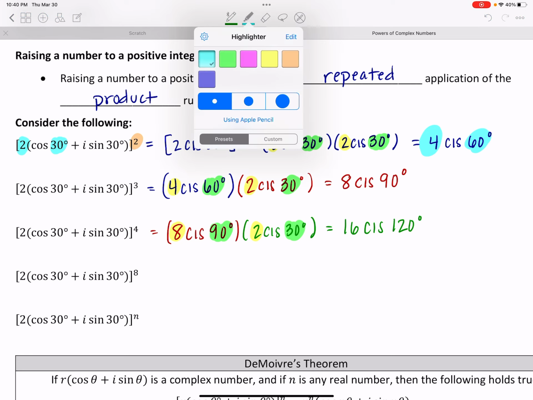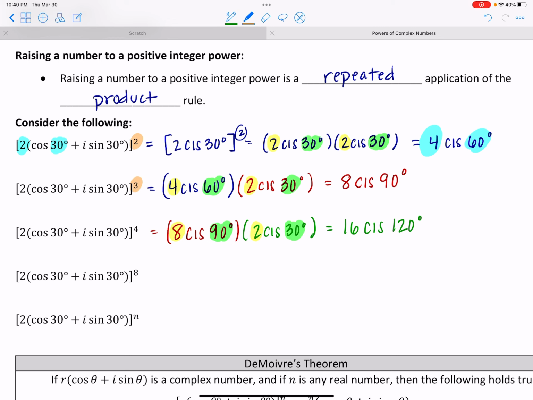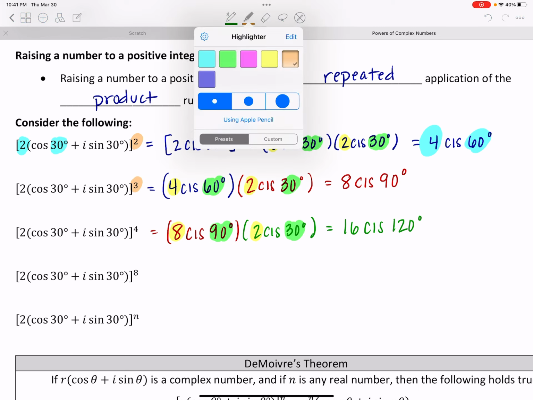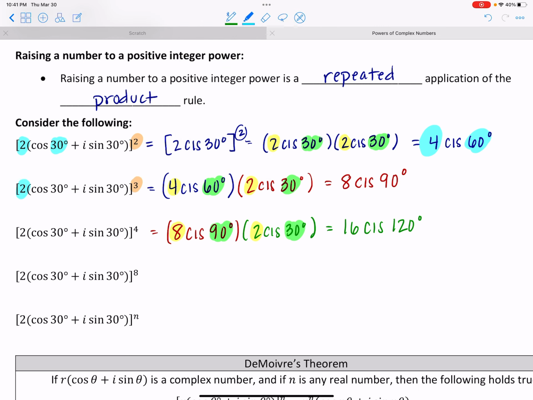So if I look at the cube form, right, take the radius of 2 and cube it, and I get to 8. Take the angle of 30 and not cube it, but multiply it by 3, and I get to 90. Okay, take the radius here and raise it to the 4th power, I get 16. Take the 30 here and multiply it by 4, and I get 120.